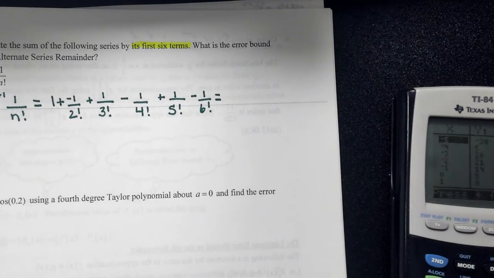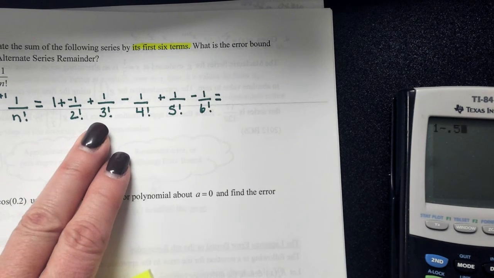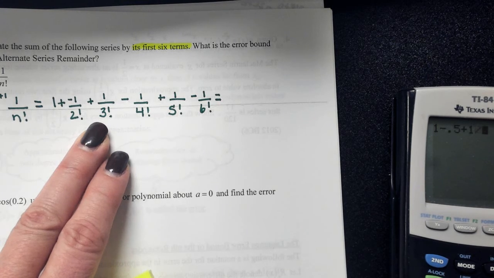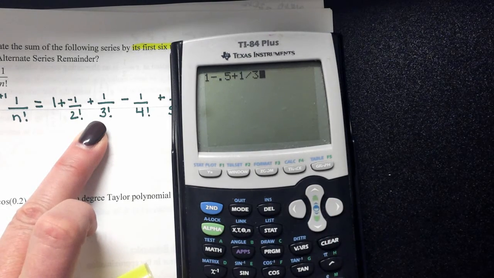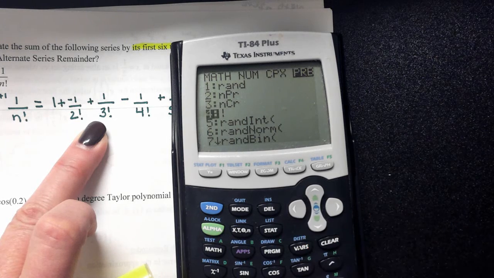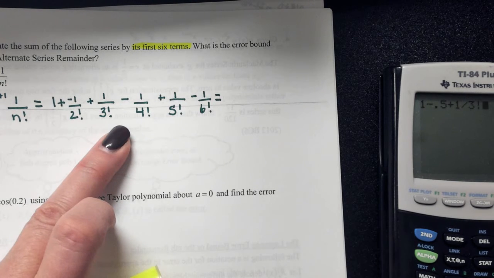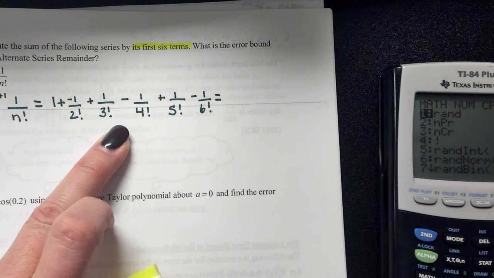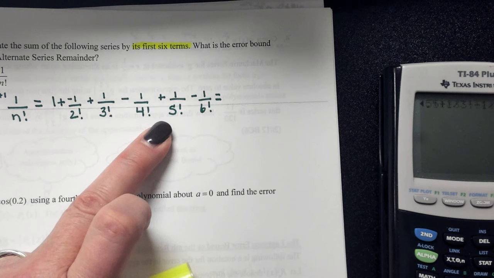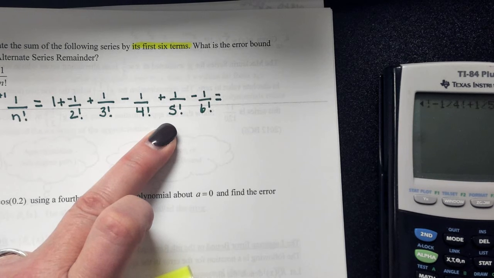Again, using my calculator, I've got 1 minus 0.5 plus 1. Everybody remember where the factorial sign is on the calculator? So 1 divided by, again, if you need the factorial sign, you go under Math, go all the way to the right to PRB. It's option number 4. Or 3 factorial is 6, you could do it that way, too. Minus 1 divided by your 4 factorial. Plus 1 divided by your 5 factorial. Minus 1 divided by your 6 factorial.